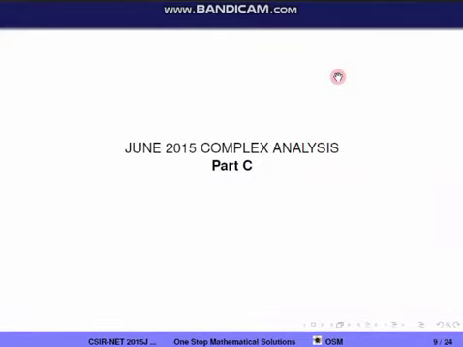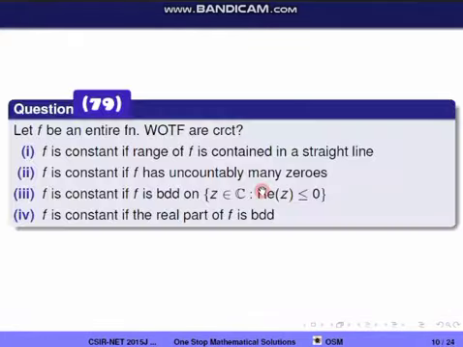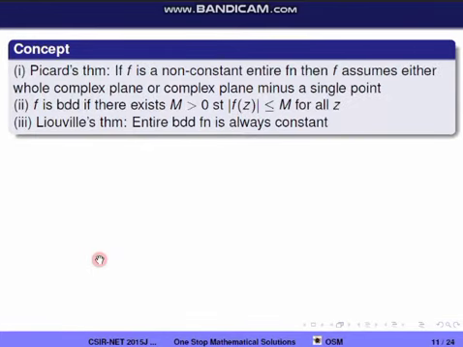Now we will move on to the Part C solutions. First question, question 80. Let f be an entire function. Which of the following are correct? So given a function f which is entire, we have to check which of the options are correct. So we'll look into the concept used.